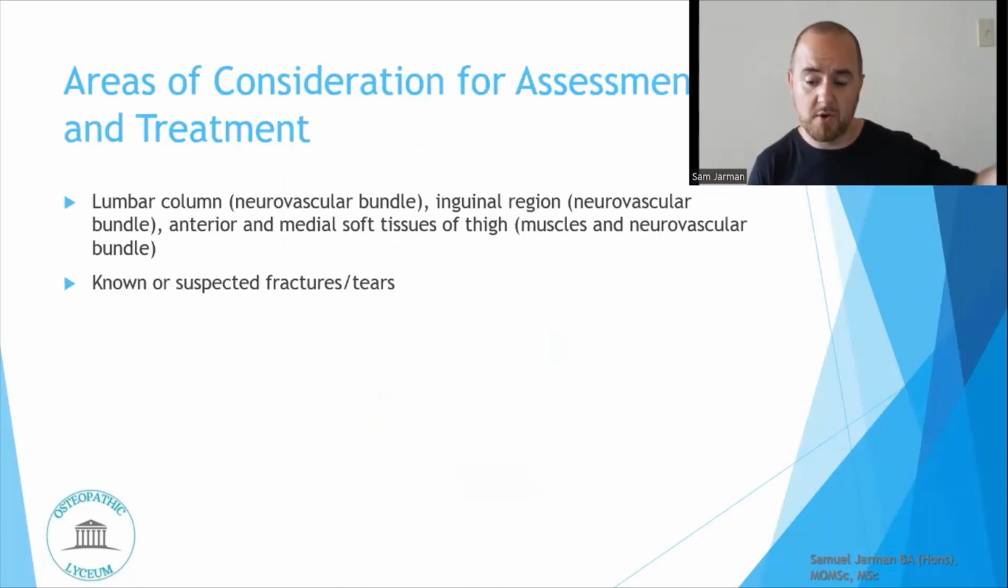So as we've already noted in this discussion, for areas to assess and treat: the lumbar column for neurovascular bundle, the inguinal region for neurovascular bundle, the anterior and medial soft tissues of the thigh for muscles primarily, and the neurovascular bundle. As with anything with respect to the lumbar column or the abdominal region, watch for rebound tenderness. So you push on the abdomen, no pain, you let go, and there's pain. That is an immediate red flag, because it could be a visceral pathology, which would be unknown as to what it is. You refer that out, that's a red flag.